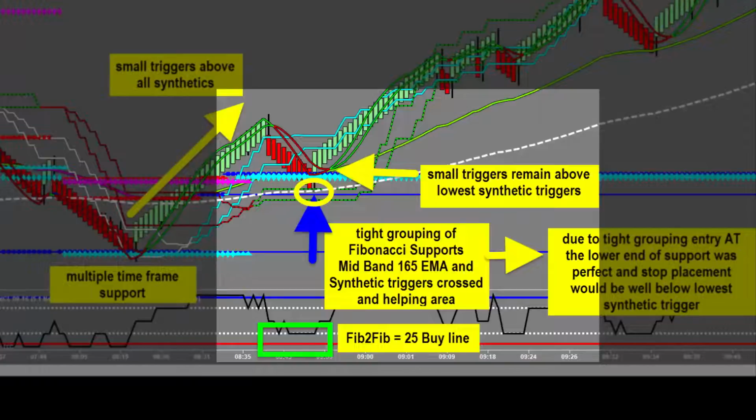As we look at the spot, you can see our fib to fib oscillator at the 25 buy line. We've got a very tight grouping of Fibonacci support, 165 EMA, and our mid-band all in the same area. So we've got a very well-defined area where if we place our stop below our last synthetic trigger, we're able to get in a little more assertively at that spot instead of waiting for a turn.